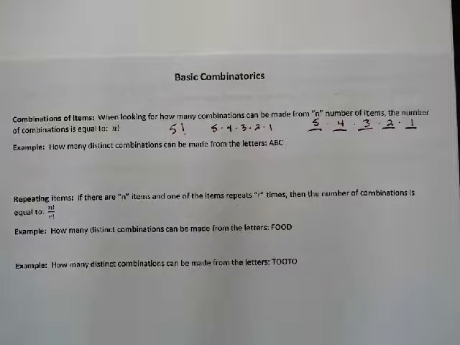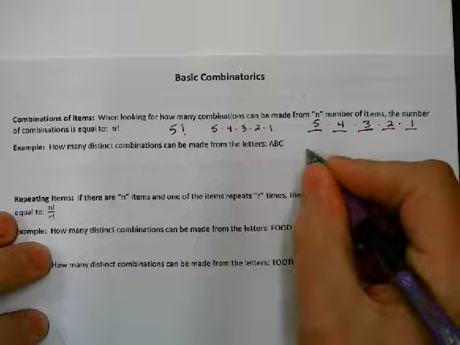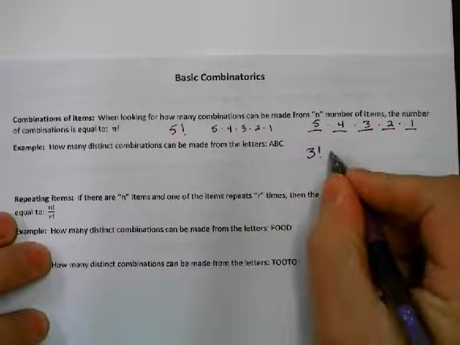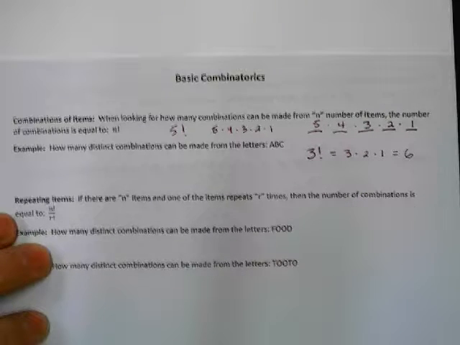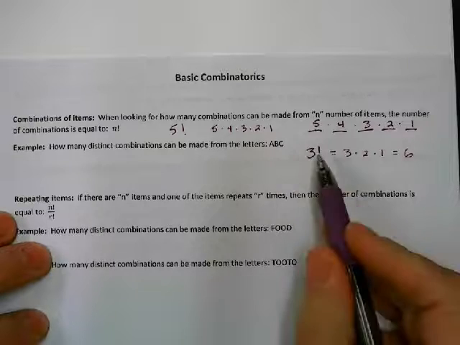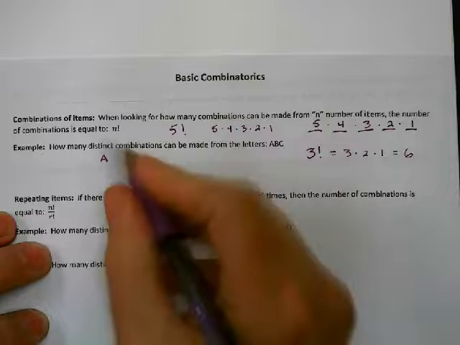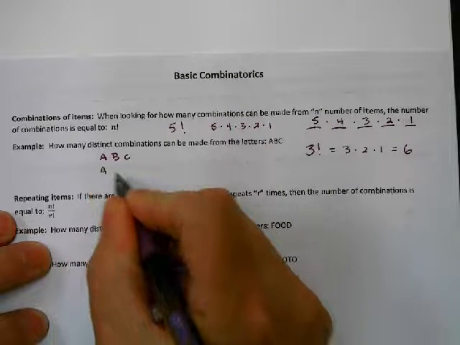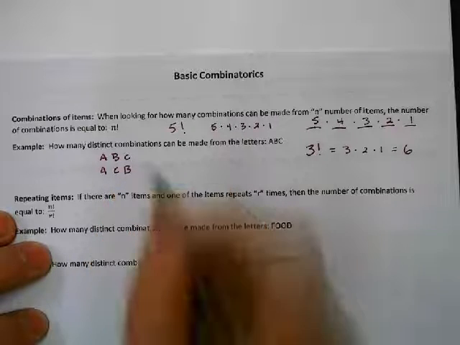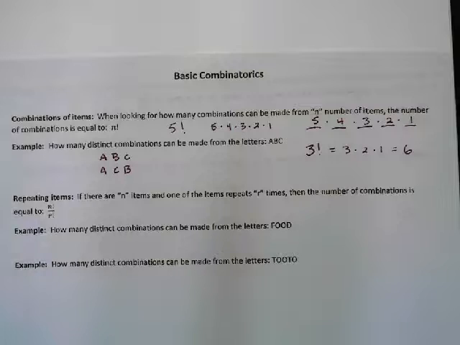So how many distinct combinations can be made from the letters A, B, C? Well, there's 3 items, so we've seen that it's 3 factorial, meaning 3 times 2 times 1. There are 6 different ways that we can do A, B, C. And we can actually see the 6 different ways. If we have A as our first one, then we could do B, then C. Or we could start with A and then do C and then B. So a different order of those 3 letters. Okay, so that's all the ordered combinations that we can do starting with A.